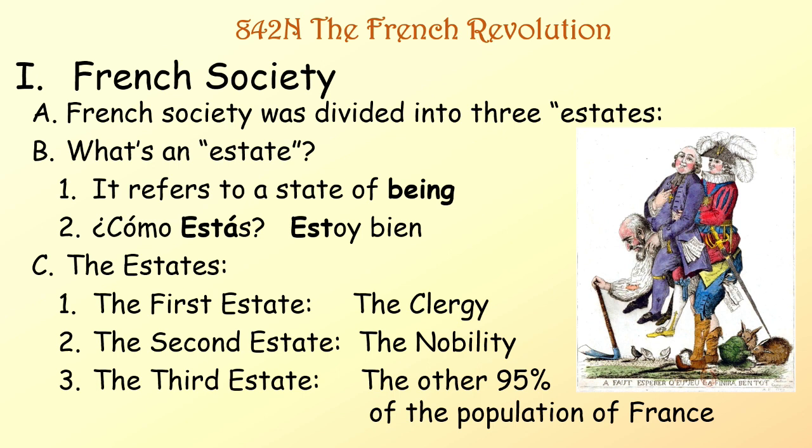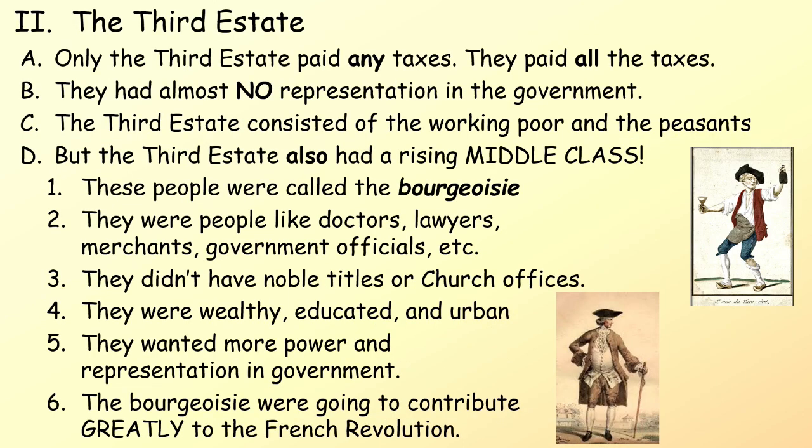You had the first estate, and that was the clergy. You had the second estate, and that was the nobility. And then the third estate was everybody else, the other 95% of the population of France. Let's talk about that third estate, which almost everybody belonged to.